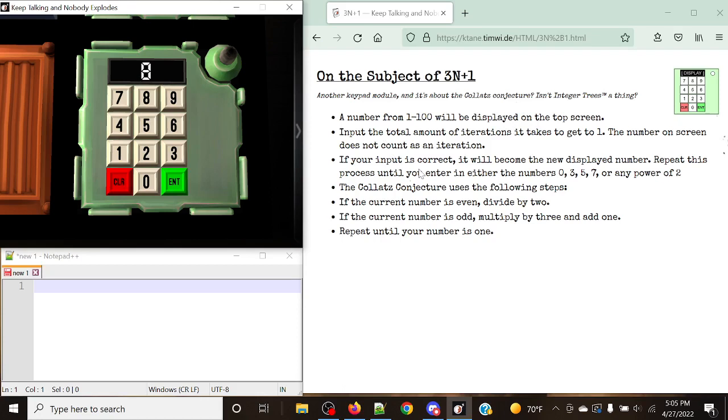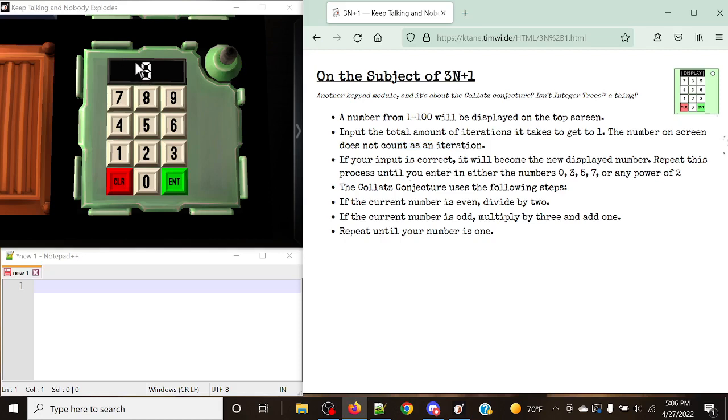And the way that this works is it's going to be based off of the Collatz conjecture, and that's going to be using the following steps. If your current number is even, we're going to divide by 2, and if your current number is odd, we're going to multiply by 3 and add 1. And then we're going to repeat this until your number is 1. So that's what we're going to do. Now, what we're going to be inputting into the module is the total number of iterations, and it's not going to be including the number on the screen.